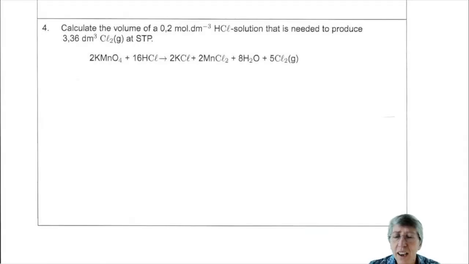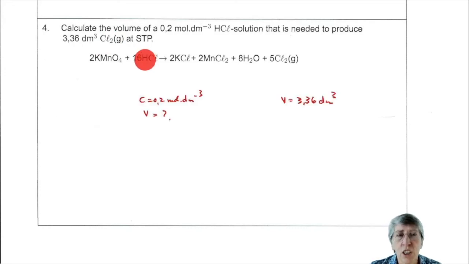In number 4, they asked you to calculate the volume of a solution, right? So that's a hydrochloric solution, and they're asking you the volume that is needed to produce 3,36 cubic decimeters. That is a volume, and this time it's a gas. So don't get confused. Volume of solution, volume of gas. So what do we have here? For that solution, we've got the concentration that they're asking us the volume. I need to end up here, and they give us the volume of the chlorine gas.